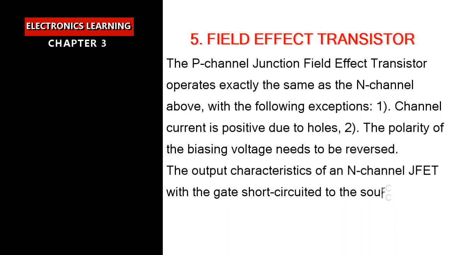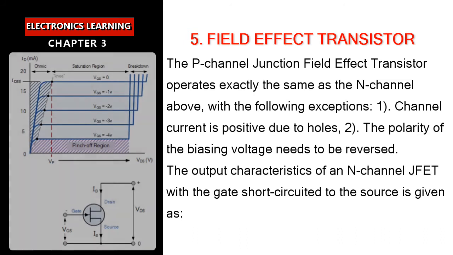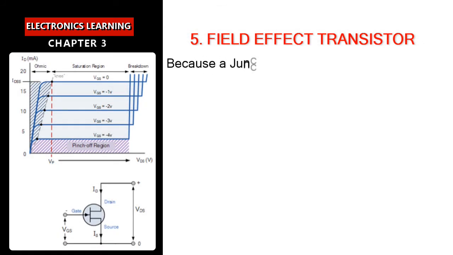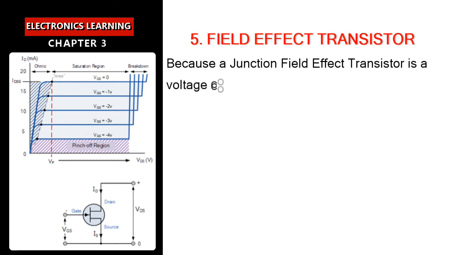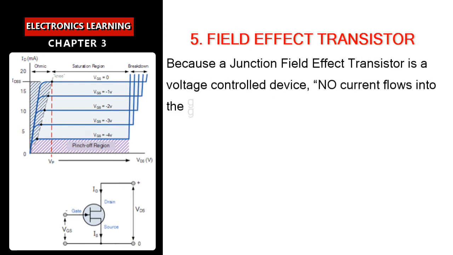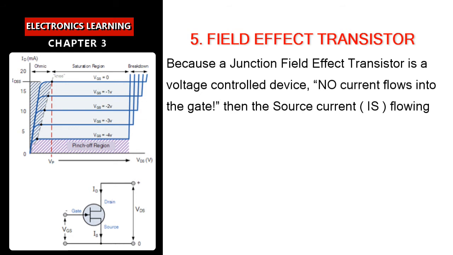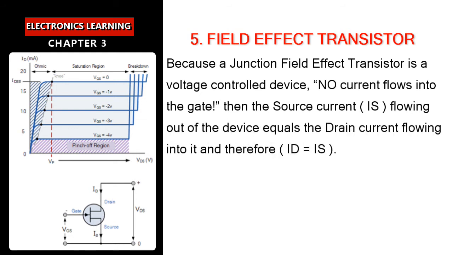The output characteristics of an N-channel JFET with the gate short circuited to the source are given as follows. Because a junction field effect transistor is a voltage-controlled device, no current flows into the gate, so the source current, IS, flowing out of the device equals the drain current flowing into it, and therefore ID equals IS.